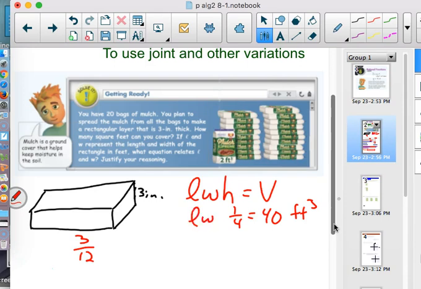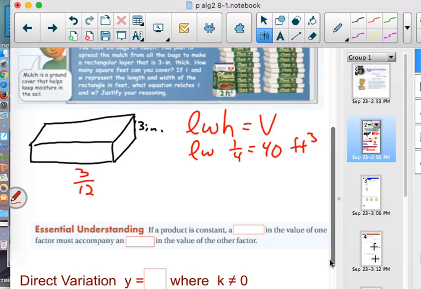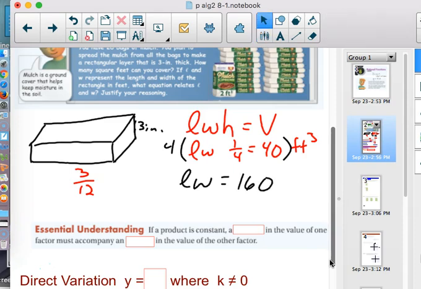Now this problem is not something where we're supposed to get one right answer. We're just supposed to come up with different things that could happen. So now, if I divide by 1/4, it's the same as multiplying both sides by 4. I would get LW equals 160. That means I have options. If I come up with any two numbers for length and width that would multiply to 160 or less, I will be able to cover this.